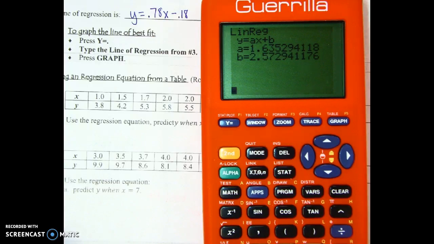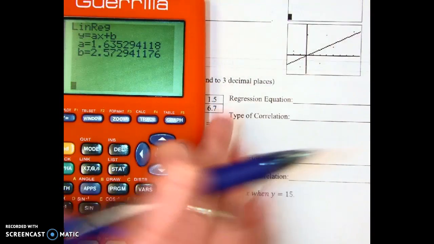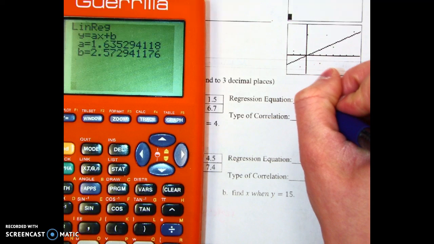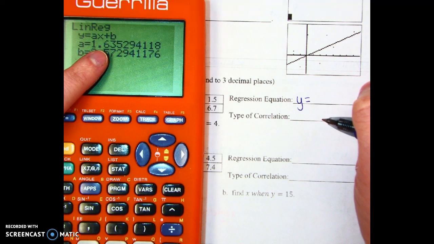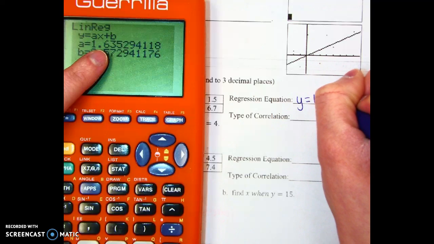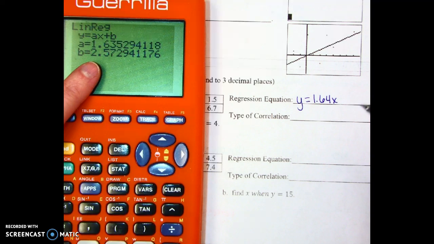Okay, so there's my equation. So my equation, y equals, I'm going to round that to 1.64, and plus 2.57.